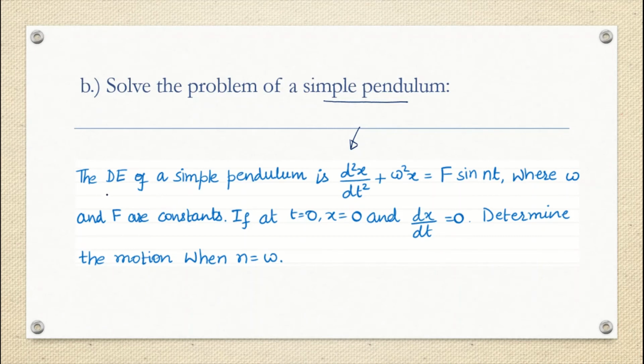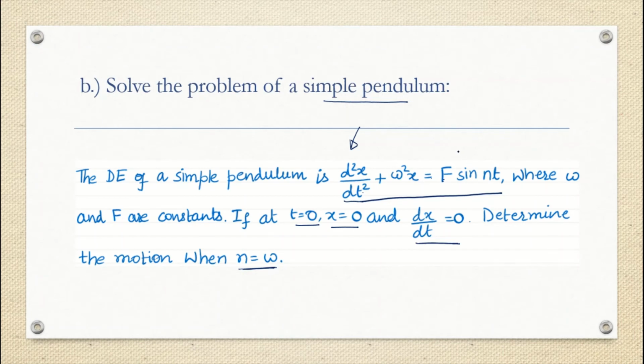So suppose this question: the differential equation of a simple pendulum is d2x by dt square plus omega square x equals capital F sine nt, where omega and F are constants. If at t equals 0, x equals 0 and dx by dt is 0, determine the motion when n equals omega. So exactly in a similar way we can solve this question also. My focus is to copy this differential equation and start solving it.